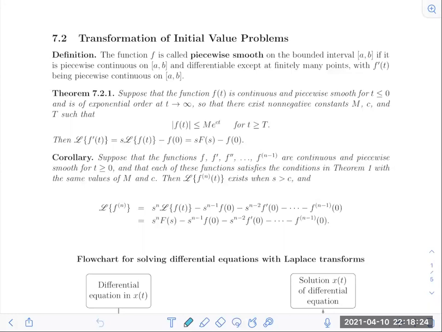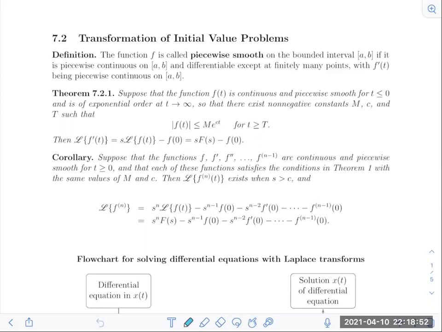First, a definition says the function f is called piecewise smooth on the bounded interval from a to b if it is piecewise continuous on the interval a b and differentiable except at finitely many points, with the derivative also being piecewise continuous. So that notion of being smooth is regarding the original function f as well as its derivative.